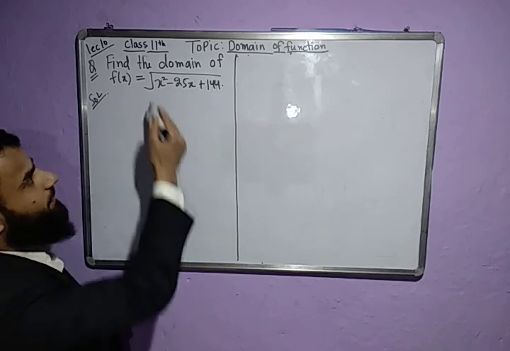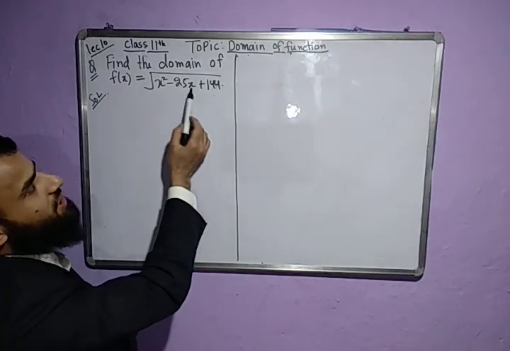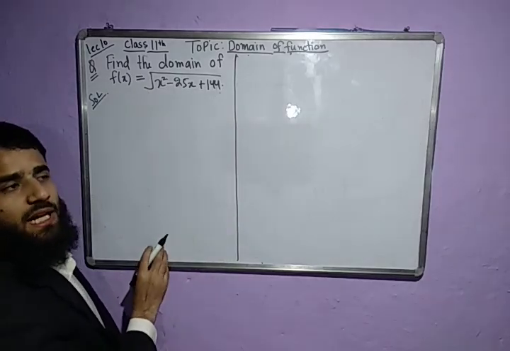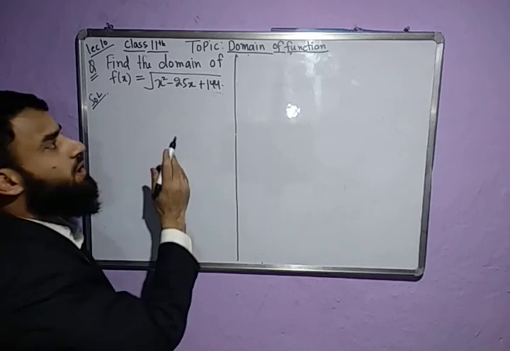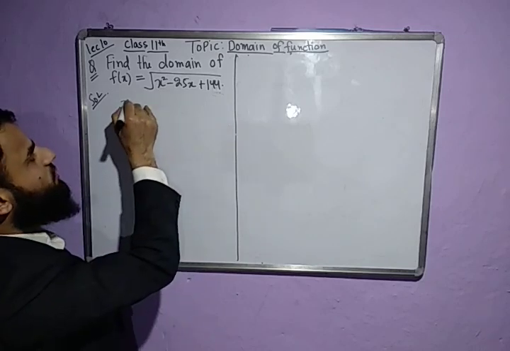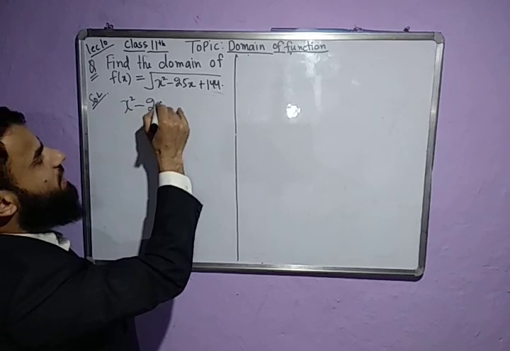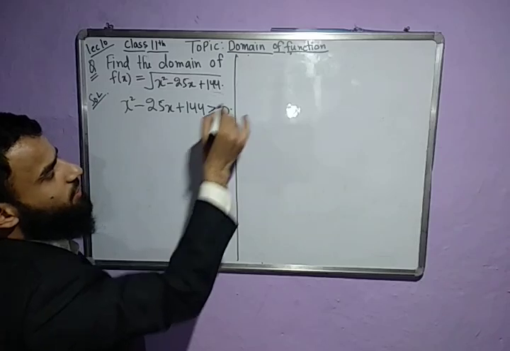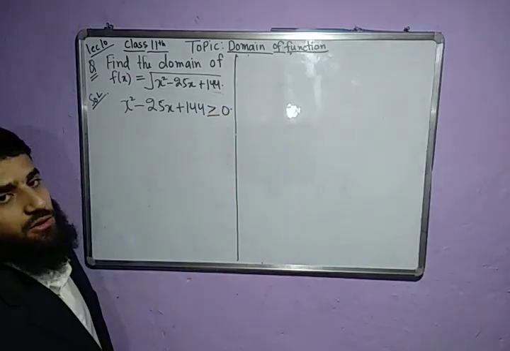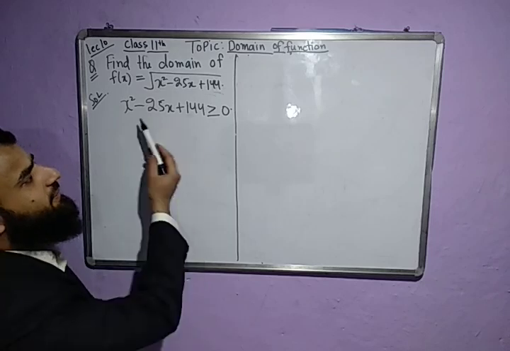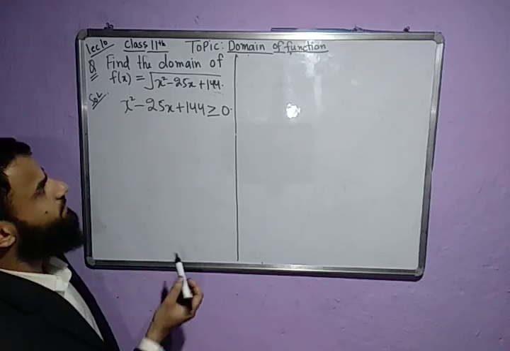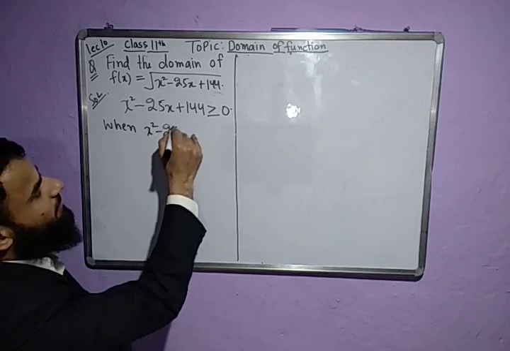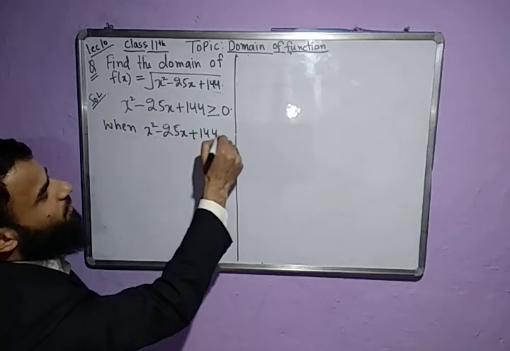This is the expression under the square root, and I discussed the rule that this expression should be greater than or equal to 0. That means x squared minus 25x plus 144 should be greater than or equal to 0. It can't be less than 0. Let us see when it is equal to 0. Then x squared minus 25x plus 144 is equal to 0.